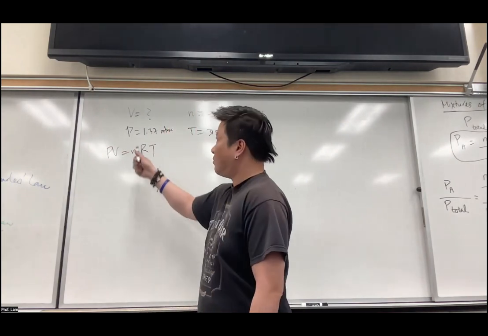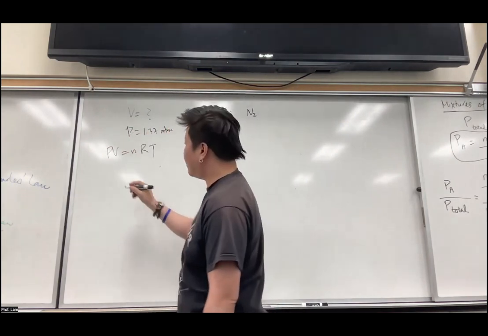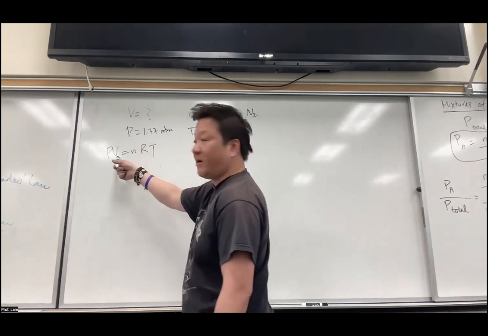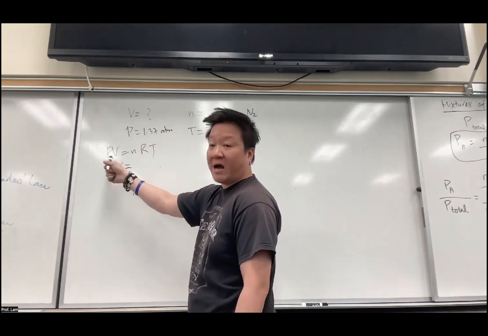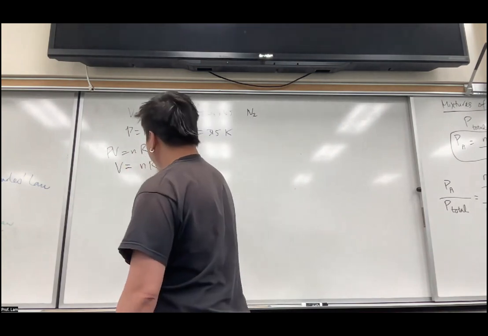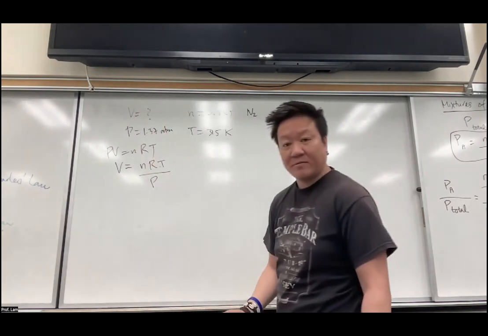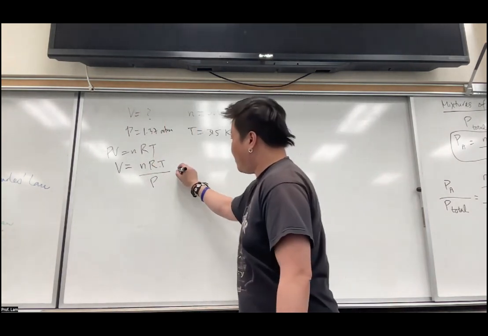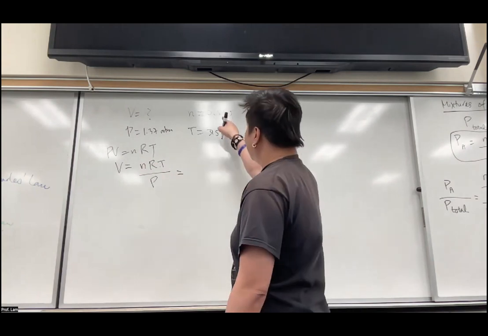And what is the one that we want to solve for? Volume. So we need to isolate volume, right? So V is equal to, we should divide both sides by P to get nRT over P, right? Then you just plug it in, right? Moles, 0.845.